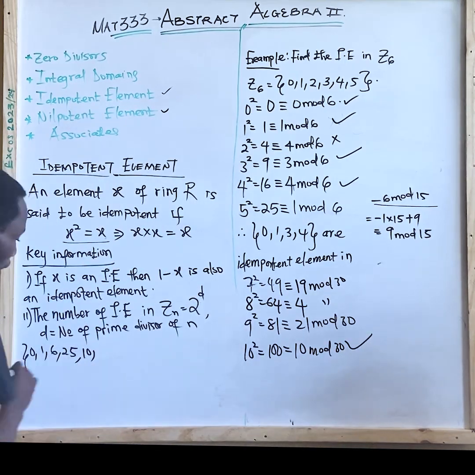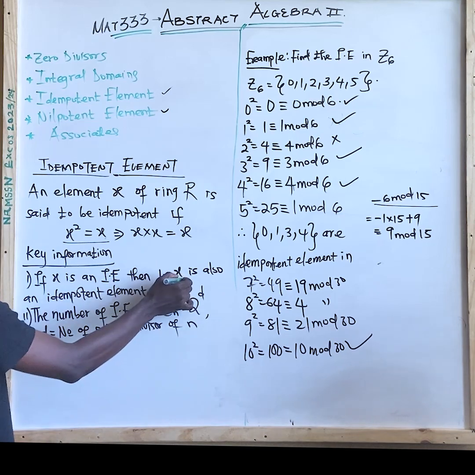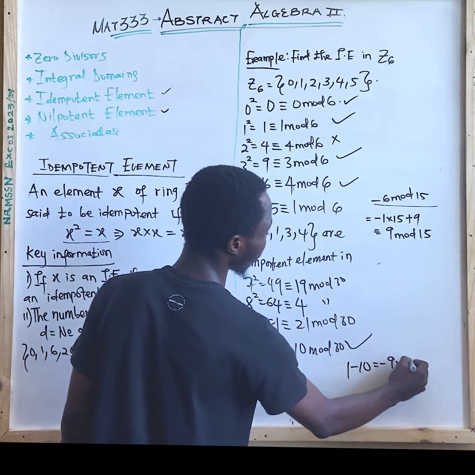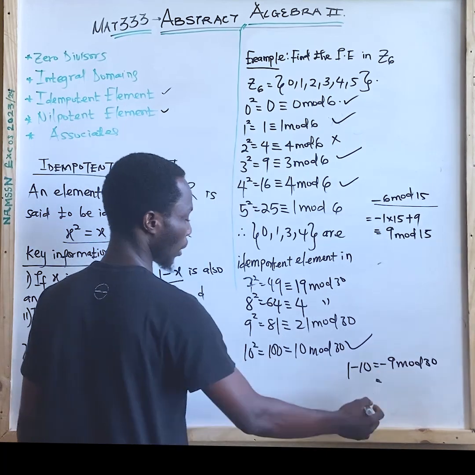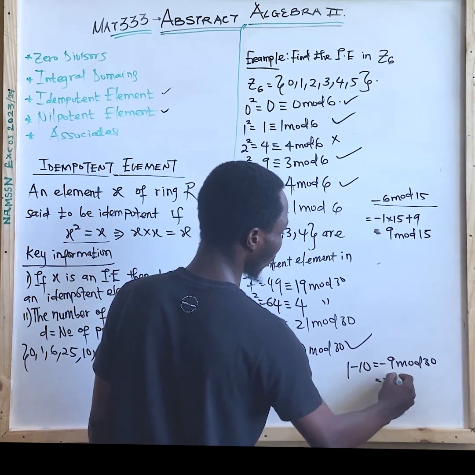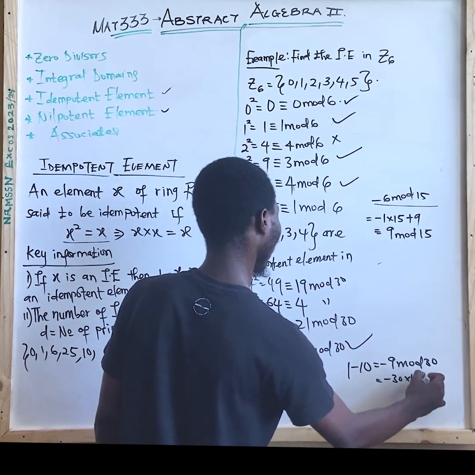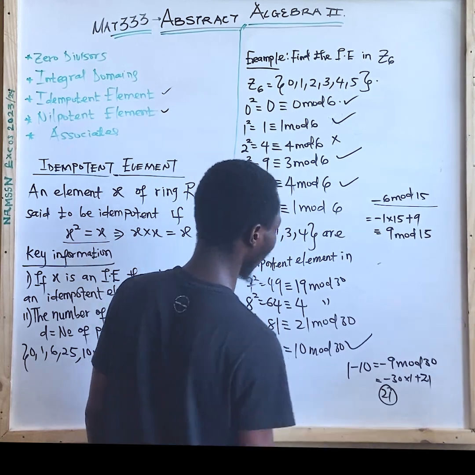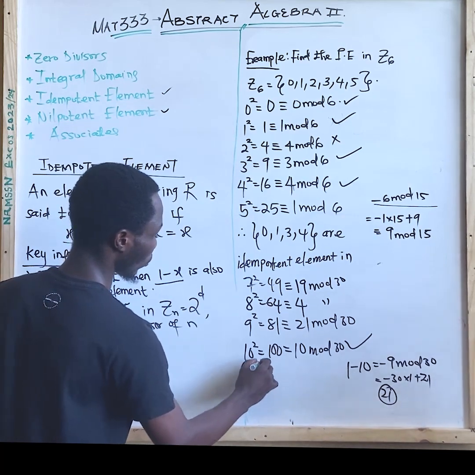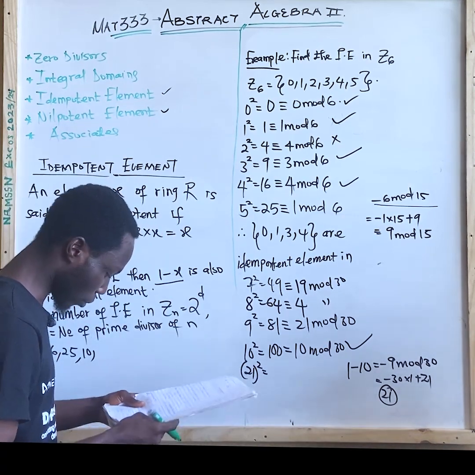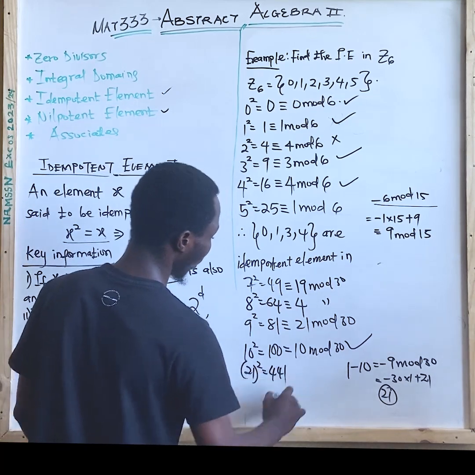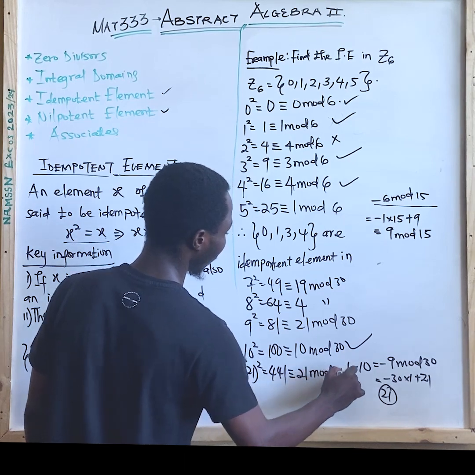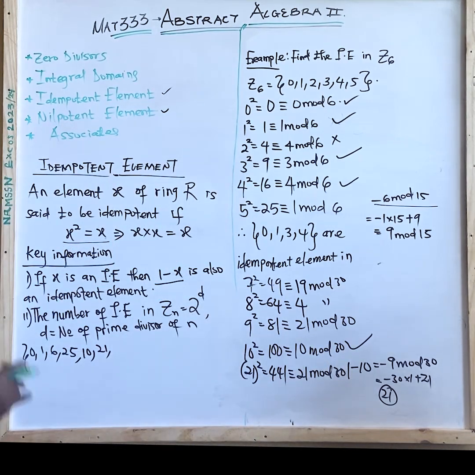Now, since I've gotten the next one, I'll now apply this rule number 1. 1 minus 10, that's minus 9 in mod 30. So when I do the mathematics here, minus 9 mod 30, that's minus 30 times 1 plus 21. So 21 will be the next one. If you just want to check, 21 raised to power 2 gives me 441. So 441 in mod 30 is 21 mod 30. So 21 is part of it.